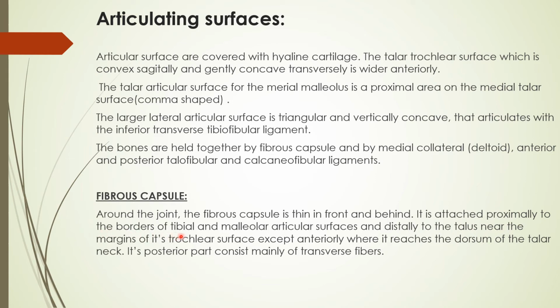Fibrous capsule around the joint is thin in front and behind. It is attached proximally to the borders of the tibia and malleoli articular surfaces and distally to the talus. Proximally, it attaches to the anterior and posterior borders of the tibia as well as the malleoli, and distally to the talus near the margin of its trochlear surface, except anteriorly where it reaches the dorsum of the talar neck. Its posterior part consists mainly of transverse fibers.